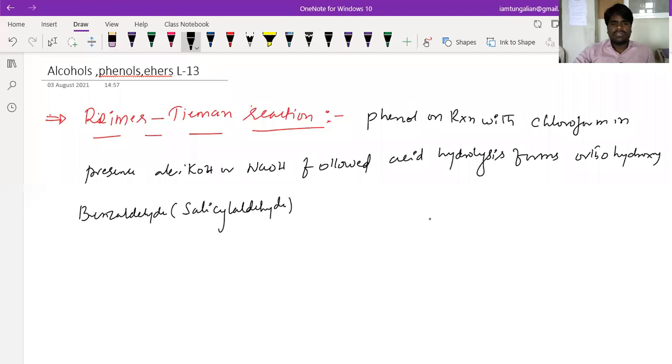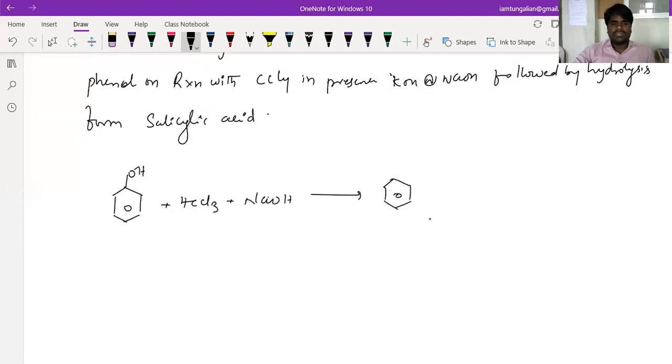And the second one, beta: phenol on reaction with carbon tetrachloride in presence of base forms salicylic acid. So if you look at the equation part, what happens here?